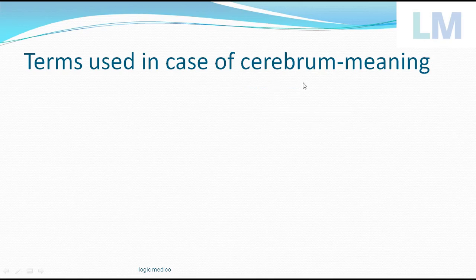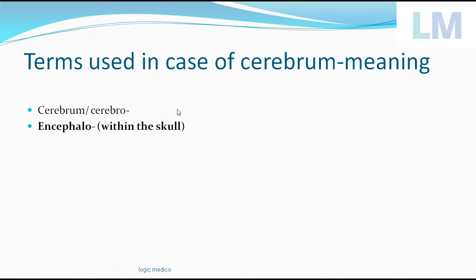Now coming to the context of terms used in cerebrum. Cerebrum or cerebro refers to the brain or the large brain. More often than not we use this word called encephalo, meaning within the skull. En means within, cephalo means head or the skull. So encephalo means within the skull. What do you have? Brain. So we can't say brainitis, we can't say cerebrumitis, it sounds awkward. So we'll say encephalitis. Encephalitis means inflammation of something within your skull. Obviously it's the brain. So we use the term encephalitis.